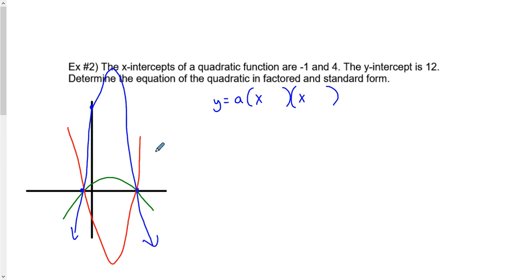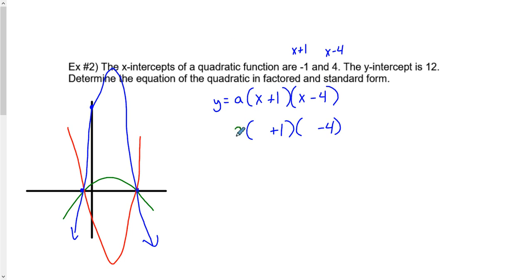So we're going to have to do a few different things. For example, this -1 means that the factor would have to be x plus 1. This positive 4 means the factor would have to be x subtract 4. So overall, we're going to have to solve for what the a value is. So let's go through a few things. It's going to be an x plus 1 and an x subtract 4.